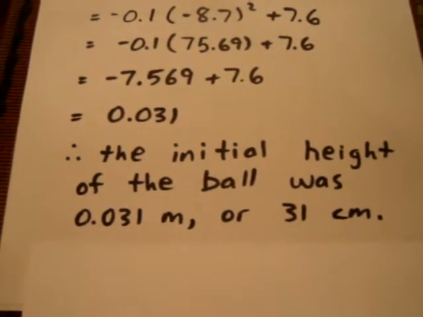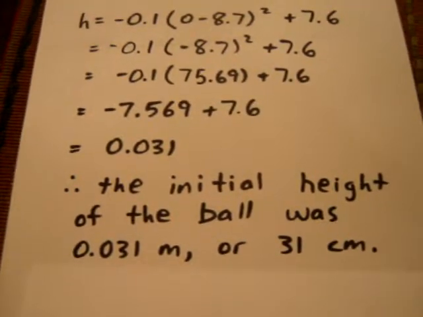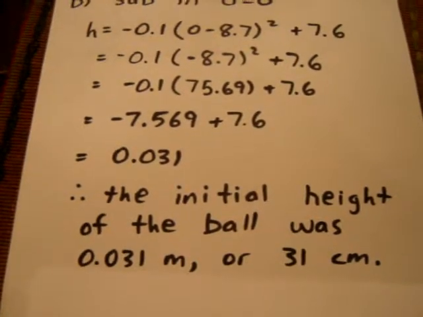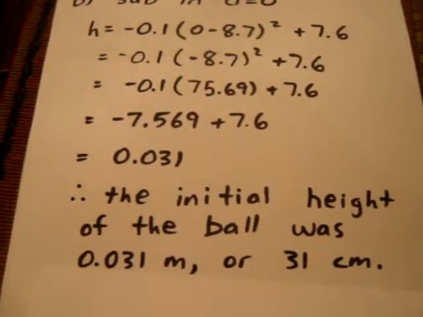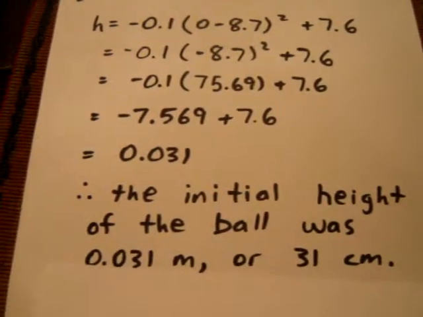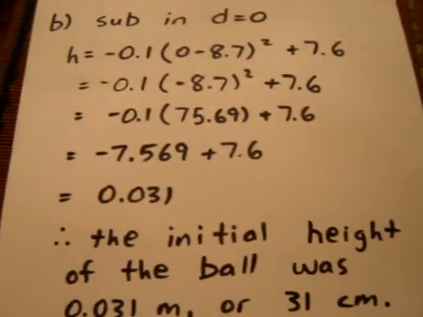Now that makes sense when you think about it, because when you punt a football, it's usually about 30 centimeters off the ground at the moment of impact. And that's what happened in this case as well. So we've now answered part A and B of that question.